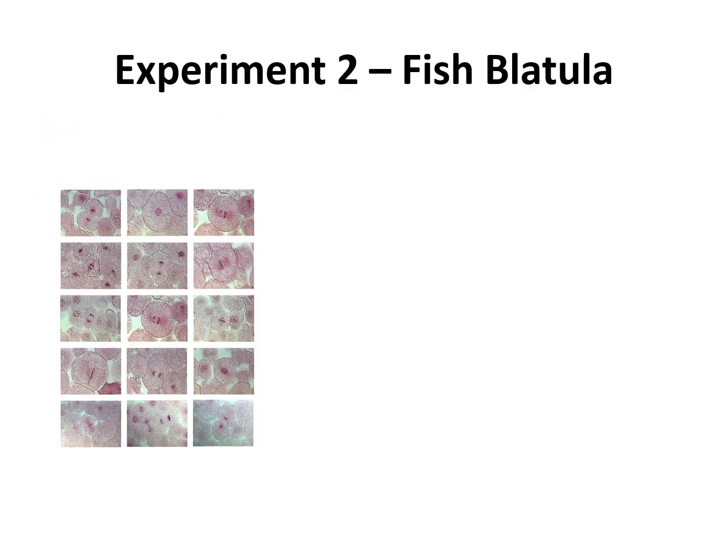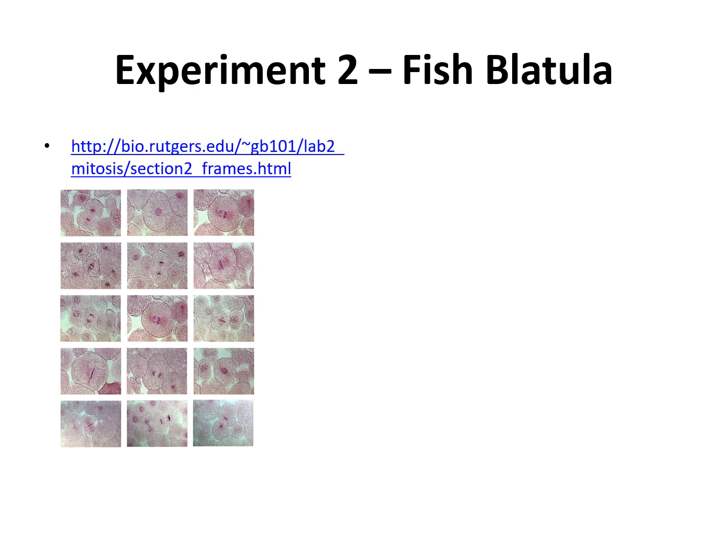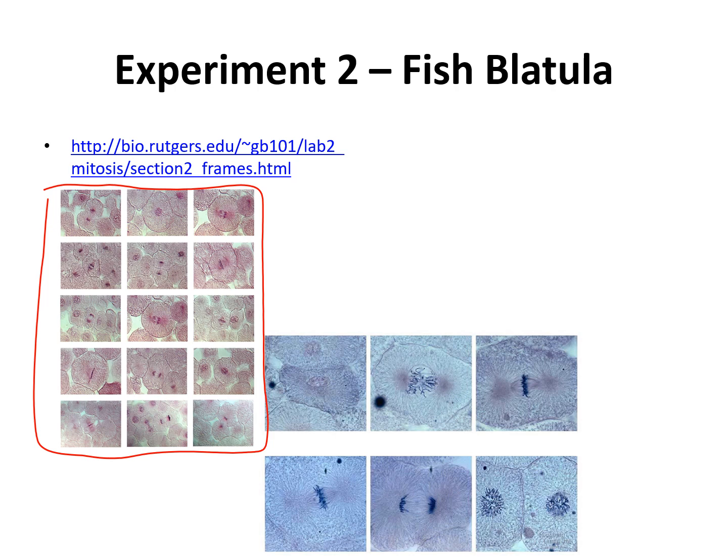Experiment 2 is very similar, except this time you're looking at fish blastula cells, so these are animal cells. And again, we found a website which has a virtual microscope, and this is what you will see on that website. And then you can magnify different areas to look for cells that are exhibiting the different stages of mitosis.